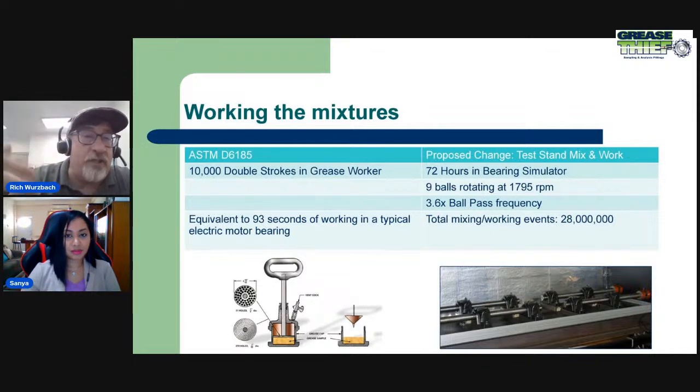We spend 72 hours in a bearing simulator. So we pack these two mixtures of greases into the bearing simulator. We have 8 bearings in the simulator. We put the neat greases, or the unmixed greases, in other bearings. They get worked at the same rate. And then we compare what happens to each of the greases as well as the mixture. And it ends up being around 28 million mixing events as opposed to the 10,000.